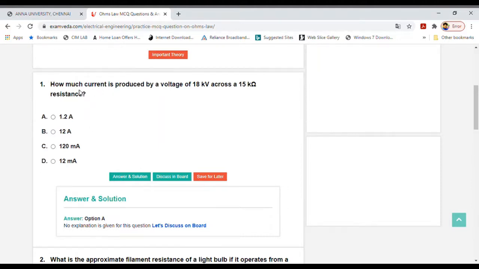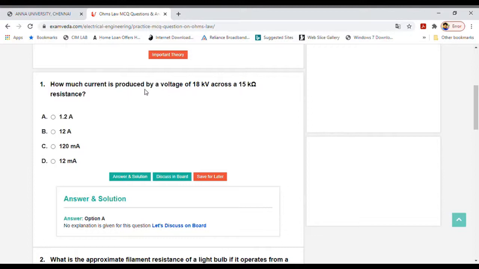The first question is: how much current is produced by a voltage of 18 kilovolt across a 15 kilo ohm resistance? You should remember what I explained in Ohm's law. I is equal to V by R, or if you remember V is equal to IR, that is also fine. First remember what is given. Either I, V or R will be asked, so any one of these three parameters will be hidden and should be found out.